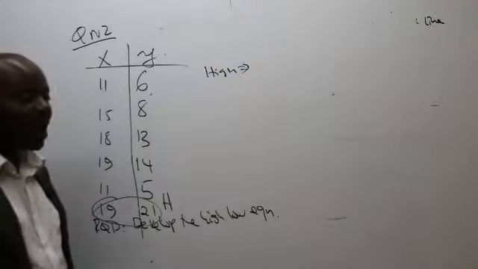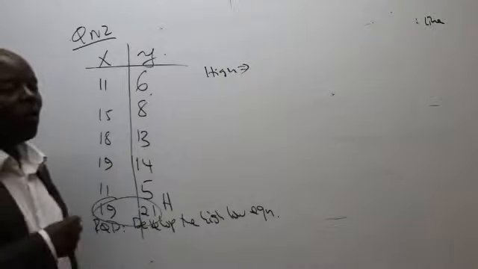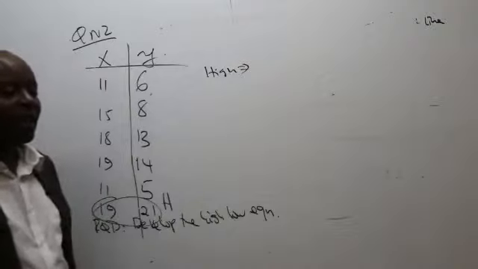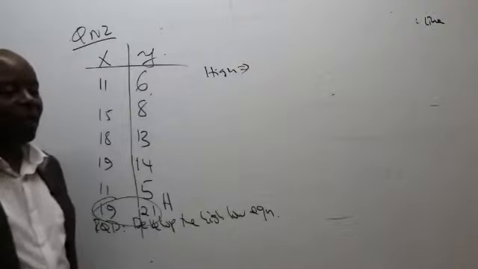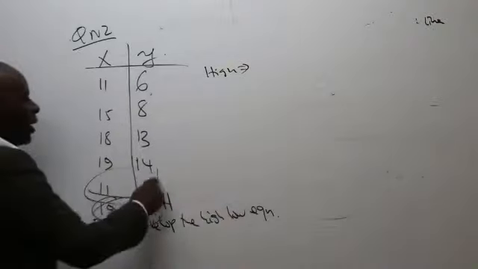Catherine, hapana, kumbuka hapa ni lowest. So kama ni lowest, inakuwa lowest of the lowest. So it should be 11 with what here? A 5. 11 with a 5, thank you very much.